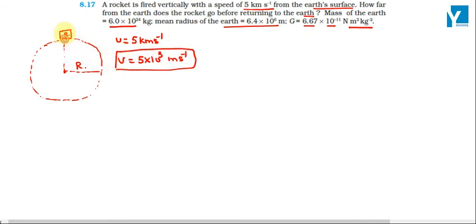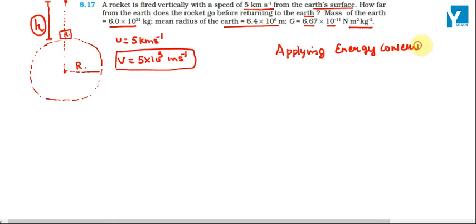what is the maximum height that the rocket will reach, and then it will come back to the ground. So let me suppose h is the maximum height attained by the rocket. So applying energy conservation, that is total energy at surface is equal to total energy at the highest point h. This h is the distance from the surface.